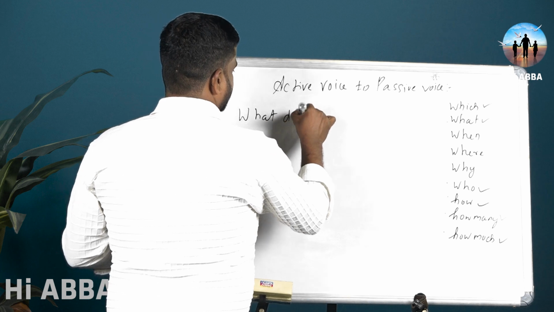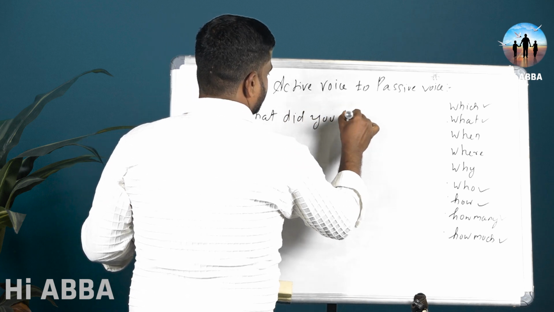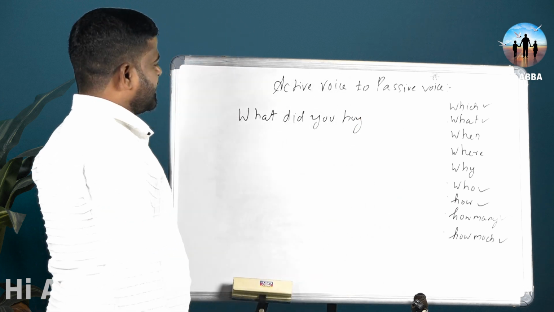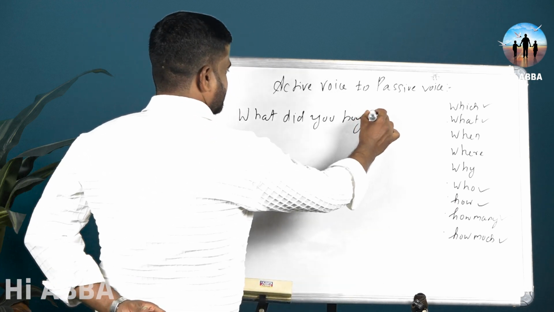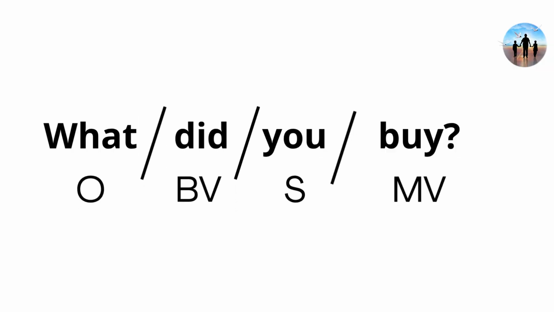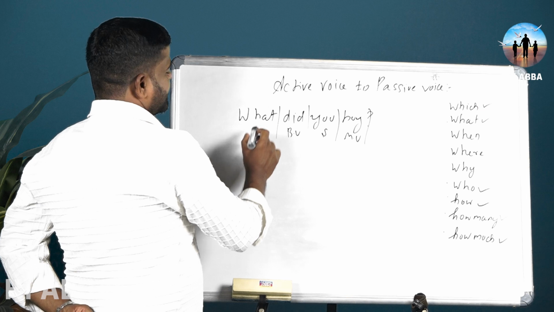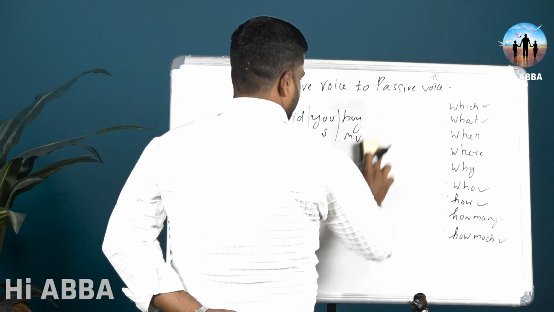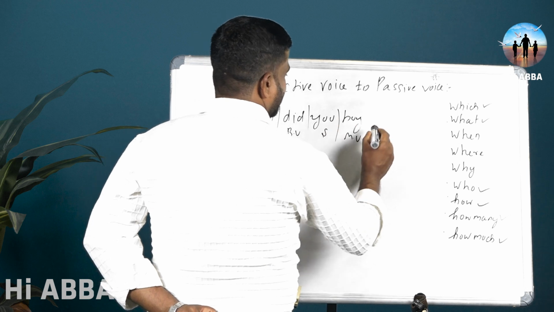What did you buy? Now again let us split this one. This is a WH question, interrogative. This is the be form verb, this is the subject, this is the main verb. Now the object is what. Actually this question can be asked a little more elaborately: What did you buy in the market?